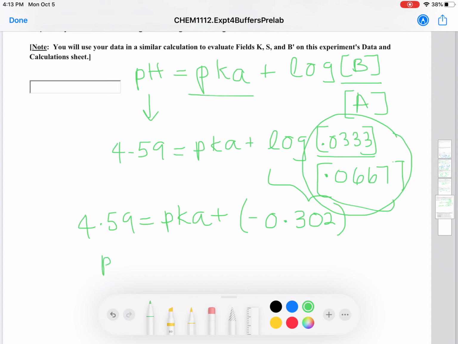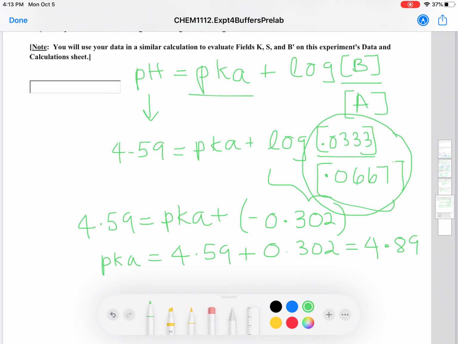So then the pKa would be 4.59 plus 0.302, which is going to be 4.89. Okay, so that is the pKa.